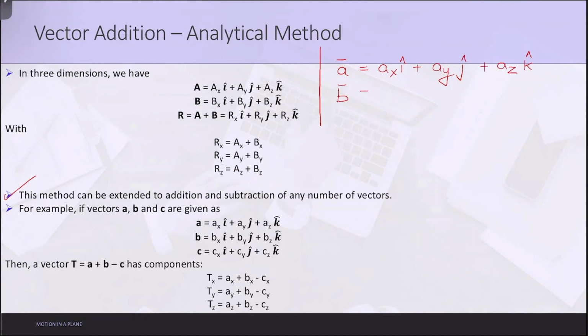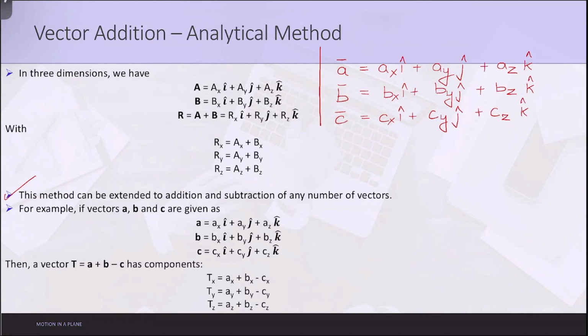We can do the same for b also. So it's bx i cap plus by j cap plus bz k cap. Similarly, for c bar, we can write this as equal to cx i cap plus cy j cap plus cz k cap. Fine.